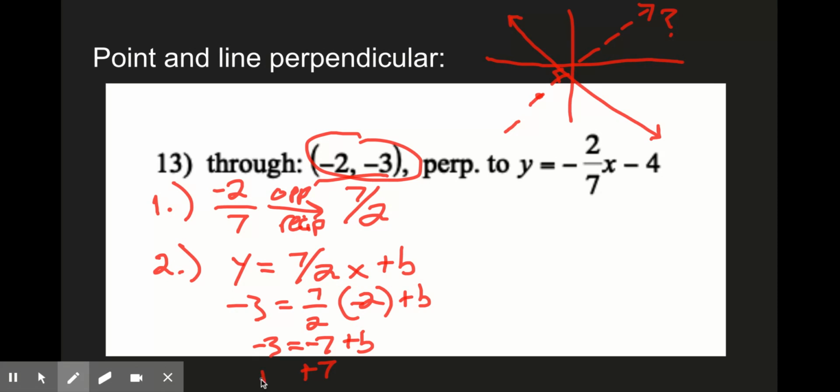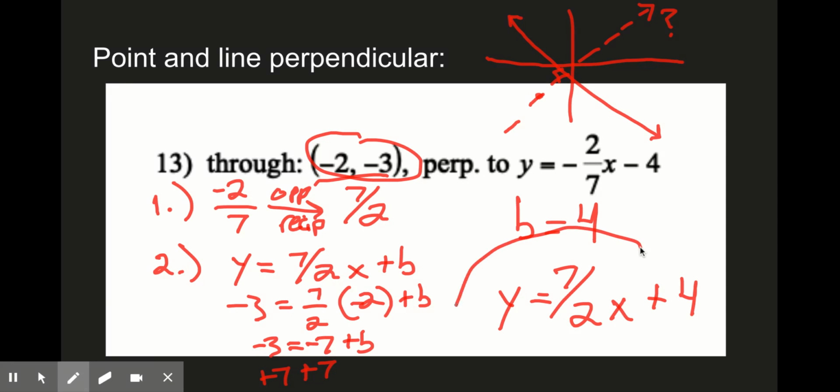Add 7 to both sides. B equals 4. So my equation is y equals 7 over 2x plus 4. And there you go, you guys.